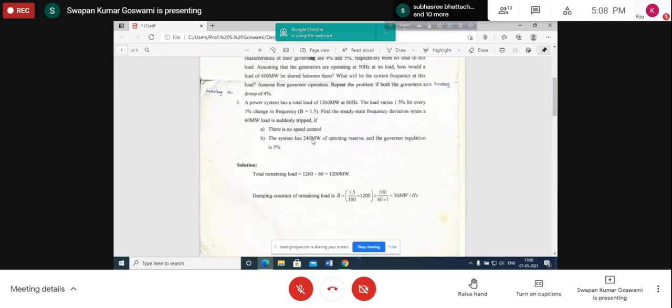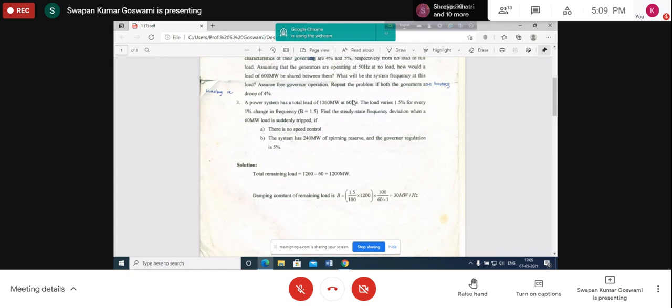What is the problem given? The system has a 240 megawatt spinning reserve and governor regulation is 5%. What does it mean? It means that frequency variation will be 5% of rated frequency. What is the rated frequency? It is 60 hertz. That means frequency variation will be 5% of 60 hertz, meaning 3 hertz for a variation in demand, if the output changes from no load to full load.